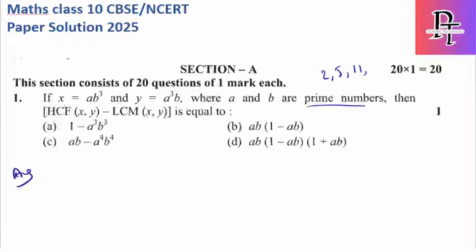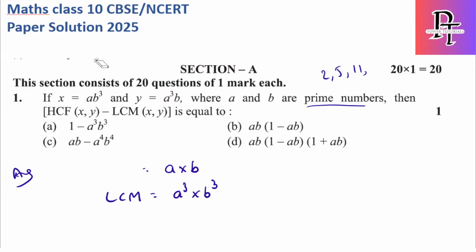What is HCF? If we have prime numbers like this, HCF is nothing but the common value. Here what is common for both? A is common and B is common. What about LCM? LCM does not mean the common part. Whichever prime numbers are there, you just consider the highest power. Here A is a prime number, so the highest power of A is A cube, and B is a prime number and the highest power of B is B cube. So HCF is AB and LCM is A cube B cube.